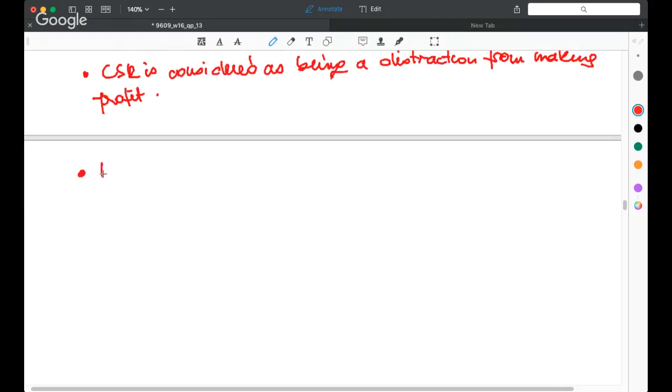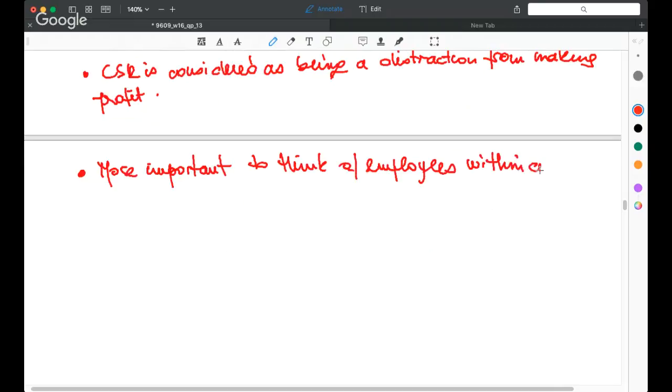It's sometimes more important for shareholders to think of employees within a company than society. Okay? Sometimes the CEO would think to just first give money to compensate, for example, as a reward, or give a 13th month to employees, for example, as a gift or as reward, than to invest in CSR.